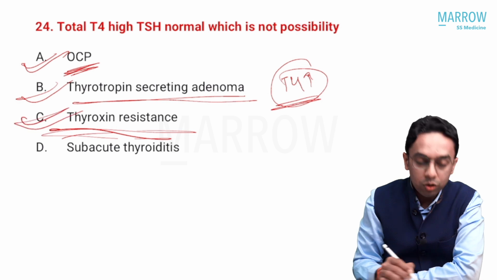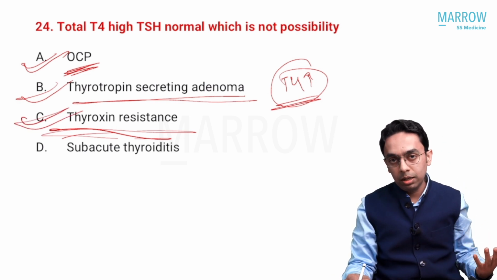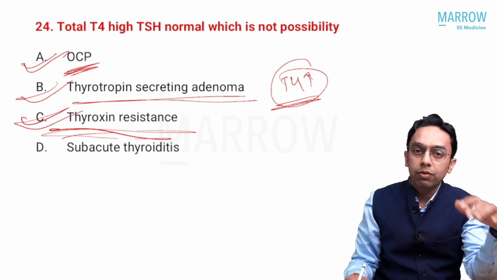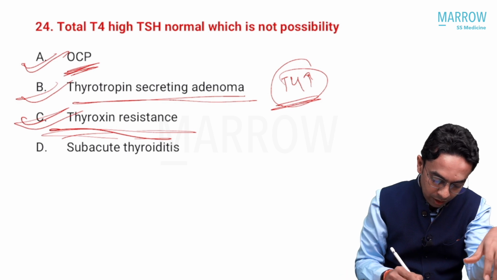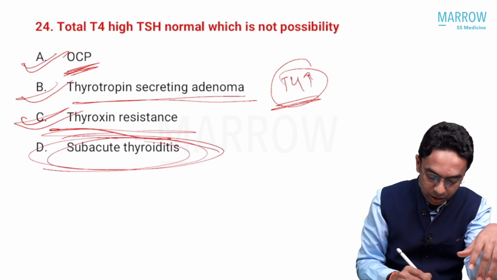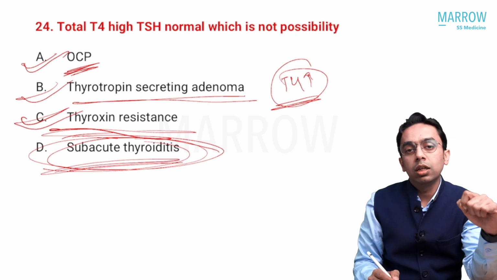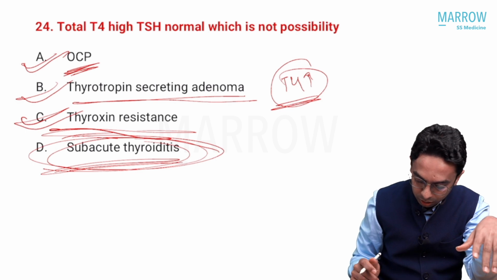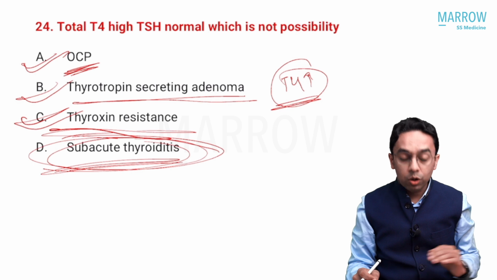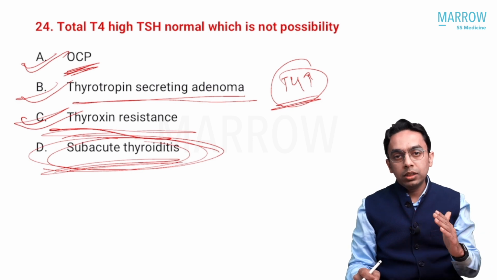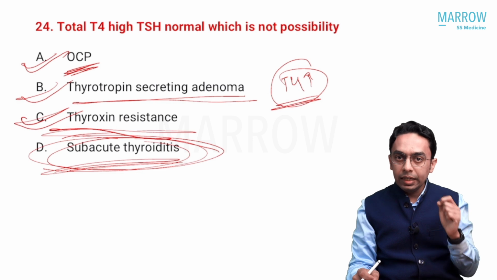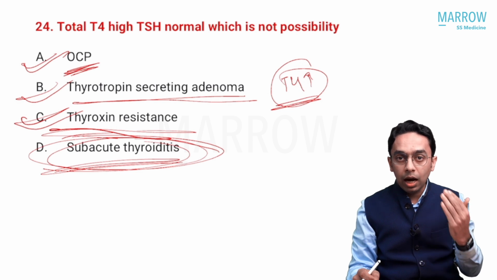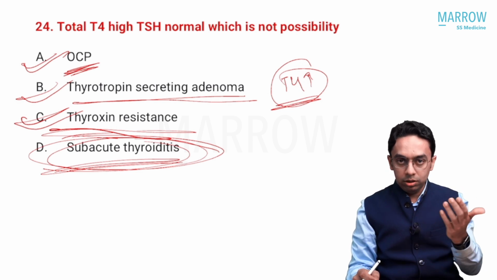Thyroxine resistance, yes, we know that depending on the type of resistance, we have read about this. These patients can have a total high T4 with a normal TSH. What about subacute thyroiditis? Possibly this is the correct answer, because in a very rare instance you may get that. For that you must know what this thyroiditis is about. We have patients who will first have a high T4 as soon as there is inflammation in the gland. This T4 would be high and TSH would suppress.